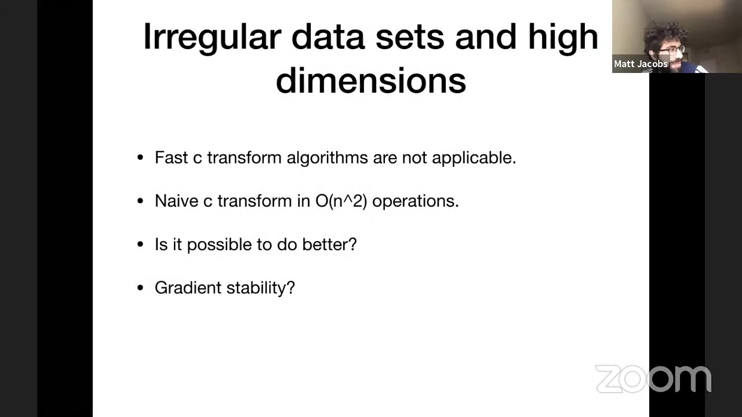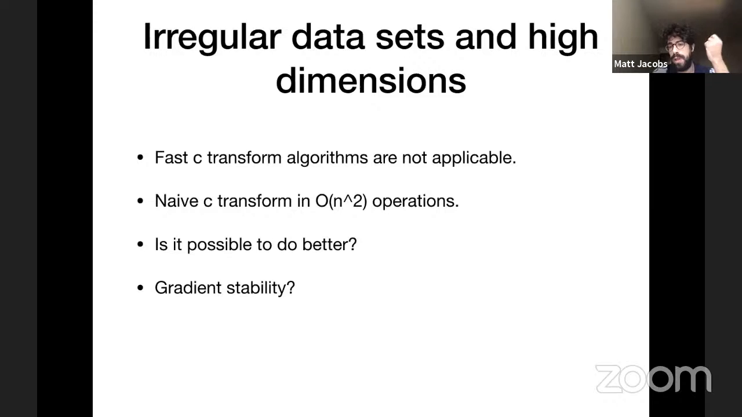Okay, so now that we've done these fun examples, let me just end by talking about how you could try to extend these ideas into higher dimensions. The biggest problem is that these fast C transform algorithms are not applicable. In fact, even in low dimensions, they are not applicable if you're not on a grid. We very strongly were using the fact that you could decompose the problem along each dimension. So you can't do that.